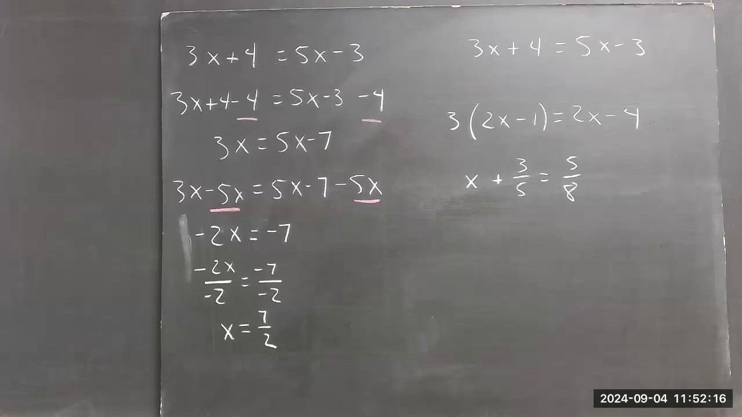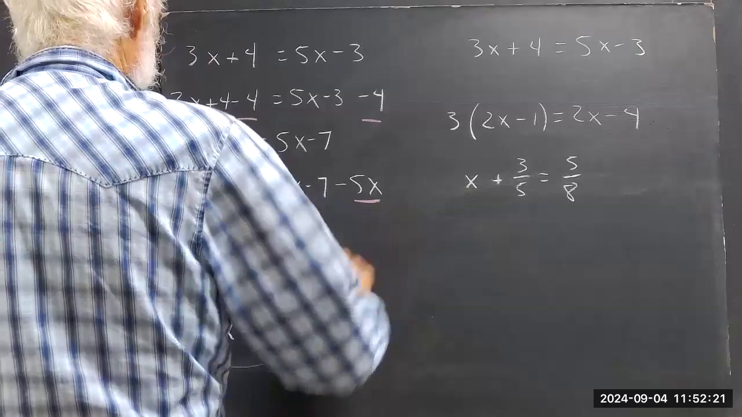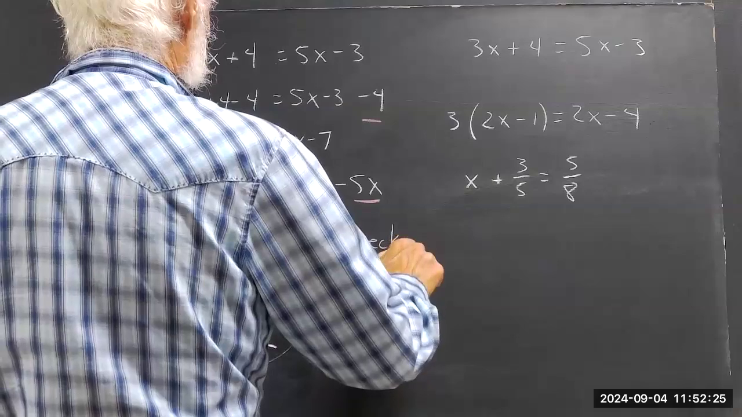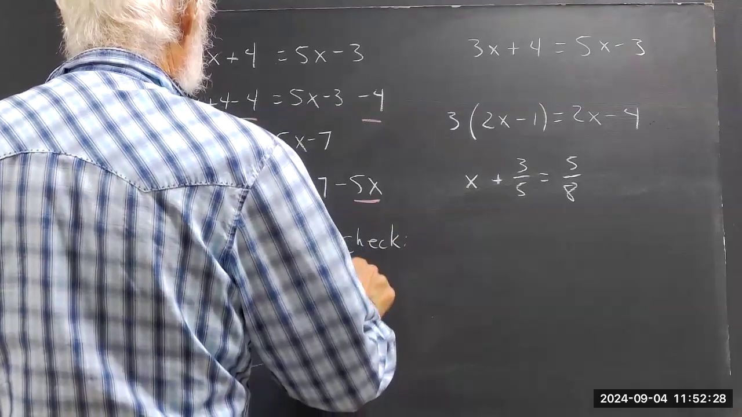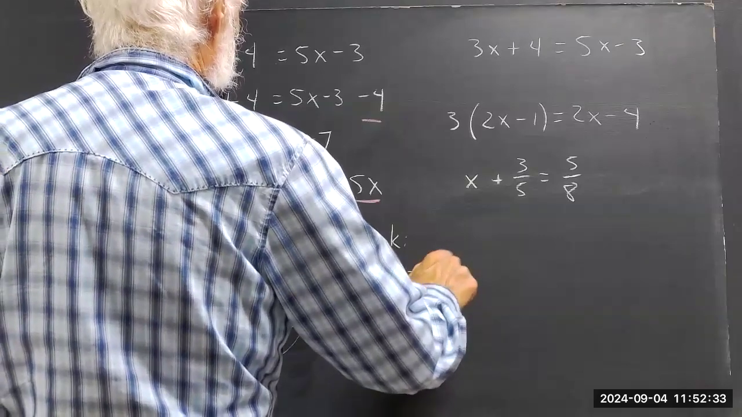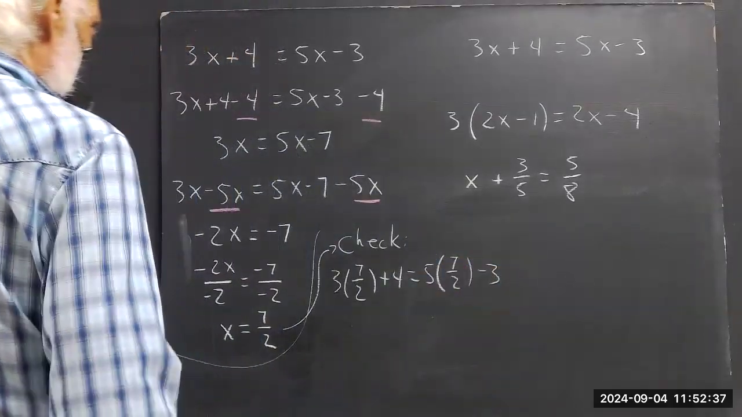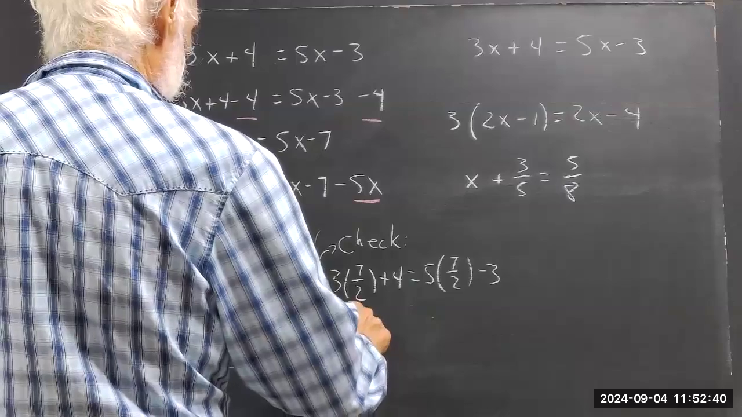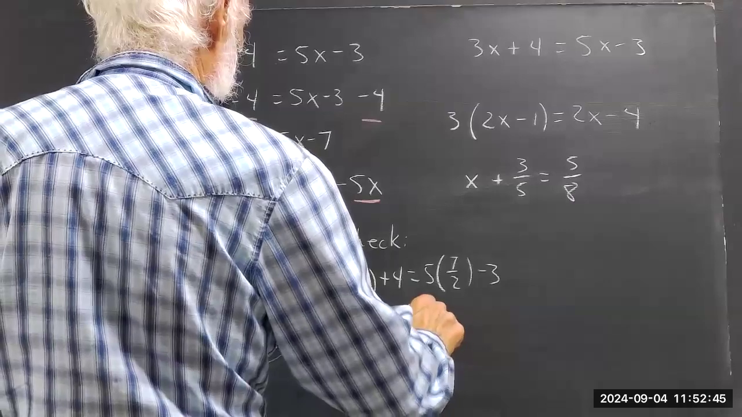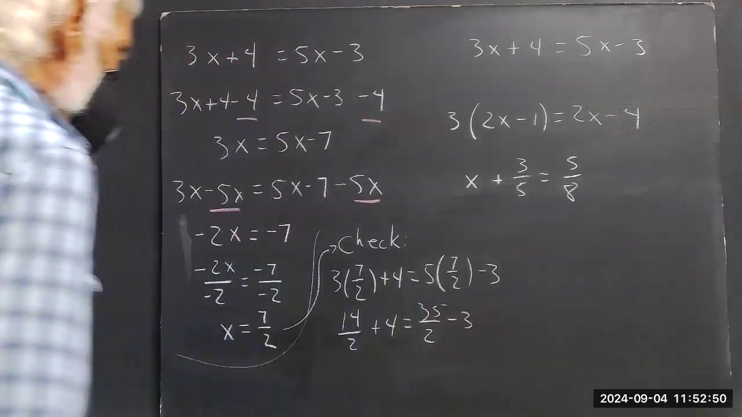Now let's check that and make sure. Okay, so here, let's have that solution now. Check. 3 times 7 halves plus 4 would equal 5 times 7 halves minus 3. Okay, so that's 14 halves plus 4 equals 35 halves minus 3.